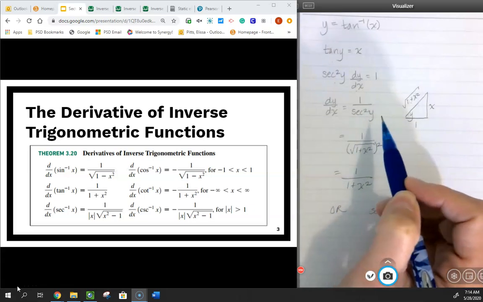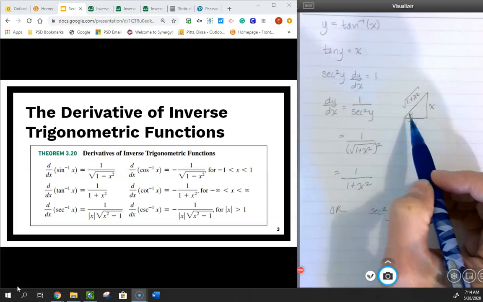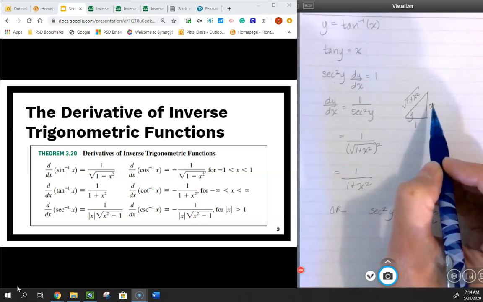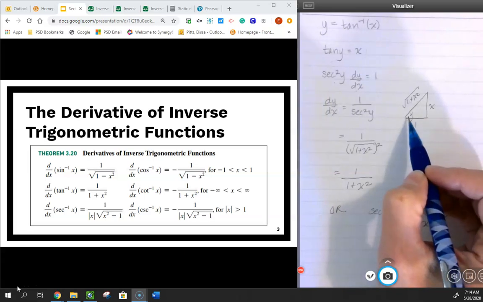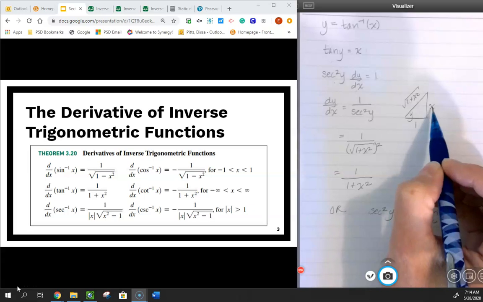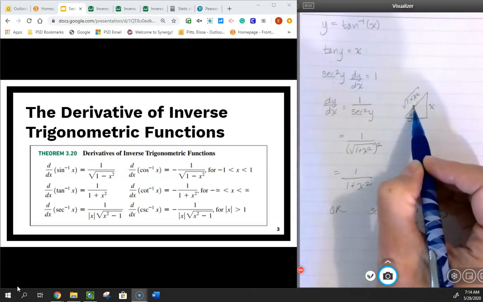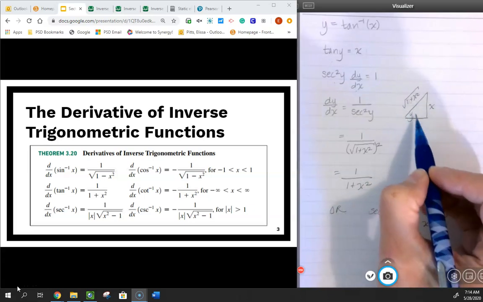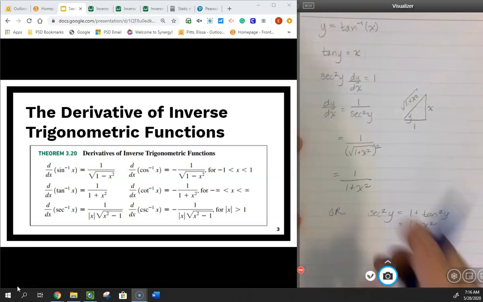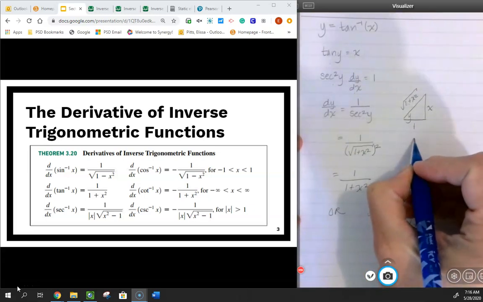I can use my triangle, and my triangle says that the tangent of y is opposite over adjacent. Tangent, SOHCAHTOA, is opposite over adjacent, so that's x over 1. And then if I solved for the hypotenuse of this triangle, I would get the square root of 1 plus x squared. Now I want to use the triangle to figure out what secant of y is.